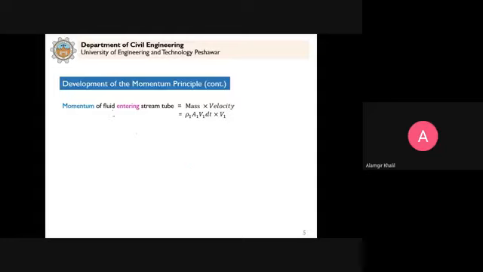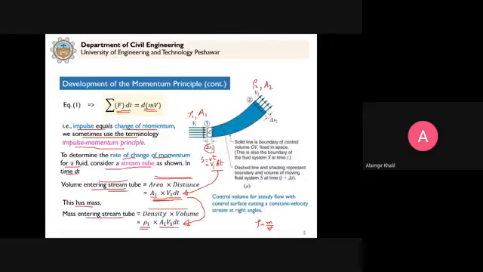Now the momentum of the fluid entering the stream tube. Momentum is the product of mass and velocity. So we have mass into velocity. The mass we already calculated, and into this velocity v1. Now this is the condition at section 1 here. At this section 1, we have calculated the momentum of fluid entering the stream tube.